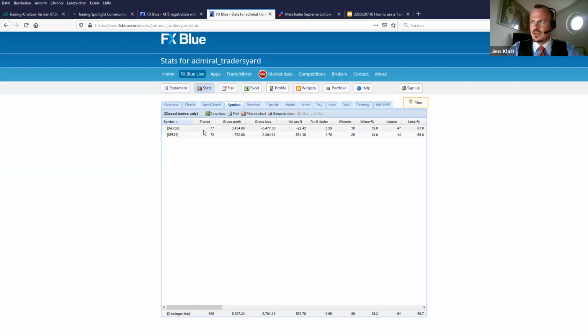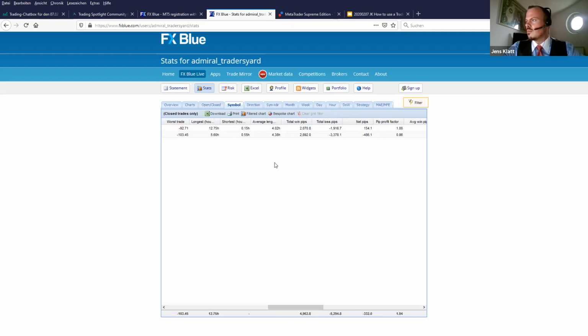So just to give you an idea, what happens is that if you're connected to FXBlue, all this data is collected here. So you have the gross profit, you have the net profit, the profit factor, winners, winner percentage, losers, loser percentage. You can also go here and look, for example, at the average length of each trade. Why is this important? Why should you have this data? So there are certain techniques you can use.